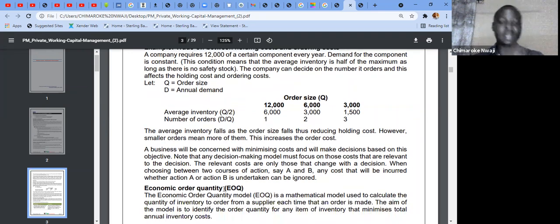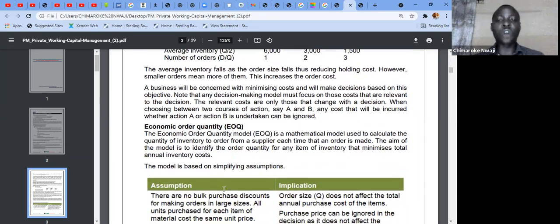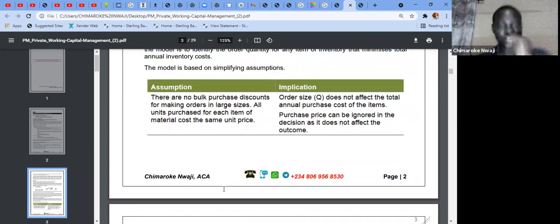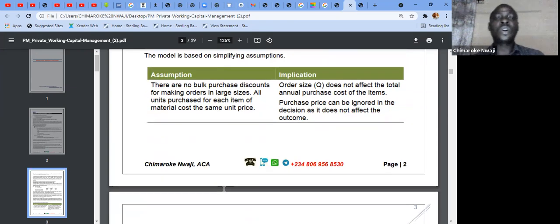And so that's where the economic order quantity comes into place. The economic order quantity, also called the EOQ, is used to calculate the quantity of inventory to order from your supplier, such that each time you make this order, you are minimizing your ordering costs and your holding costs. You are reducing this cost to the barest minimum. Now, what are some of the assumptions of the EOQ?